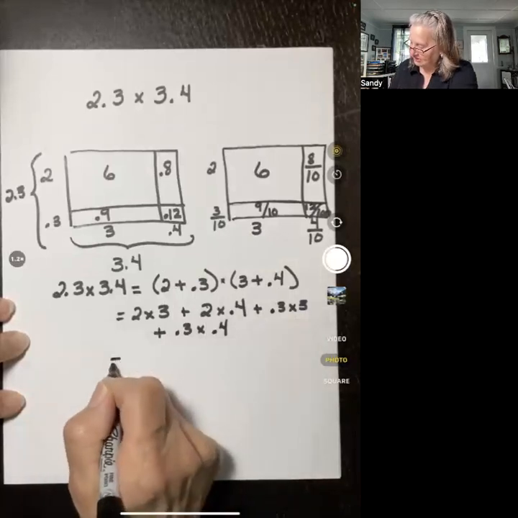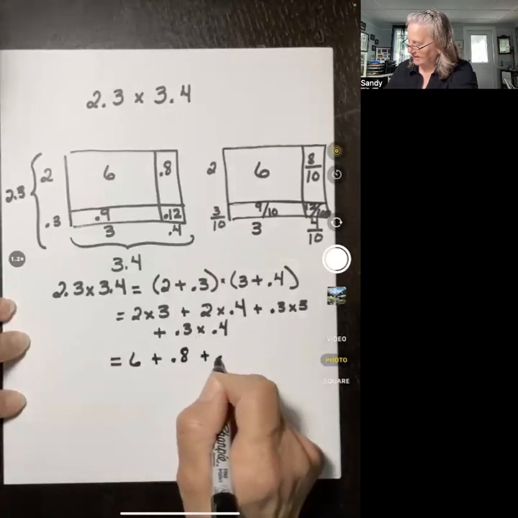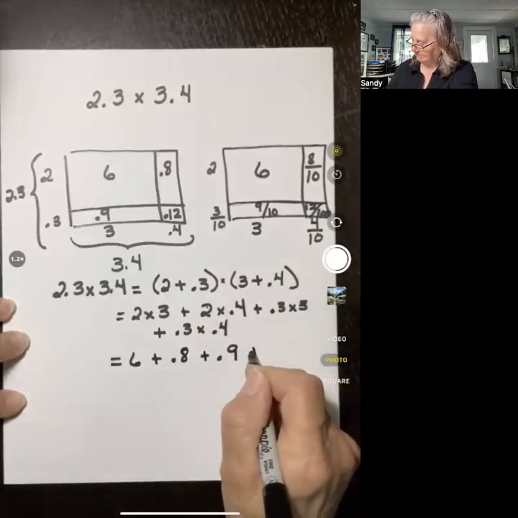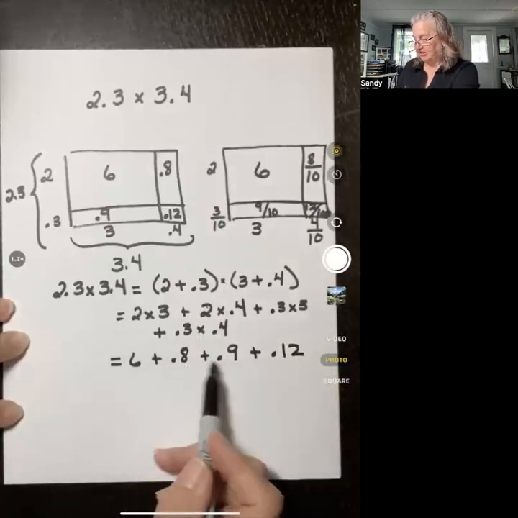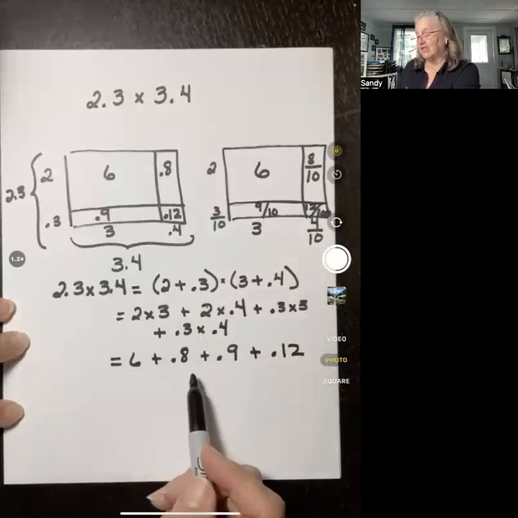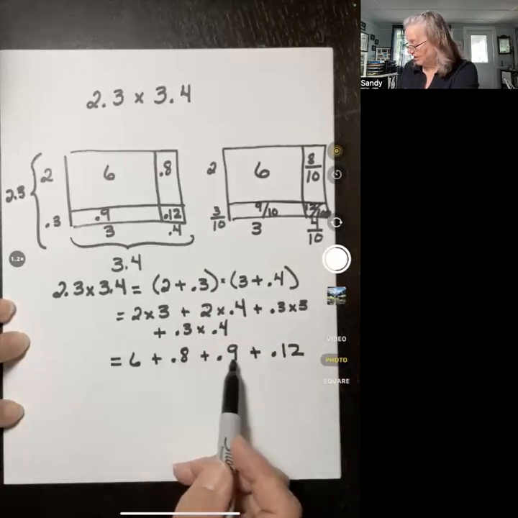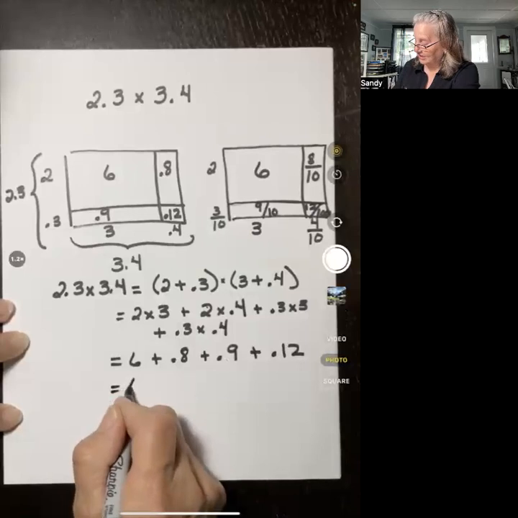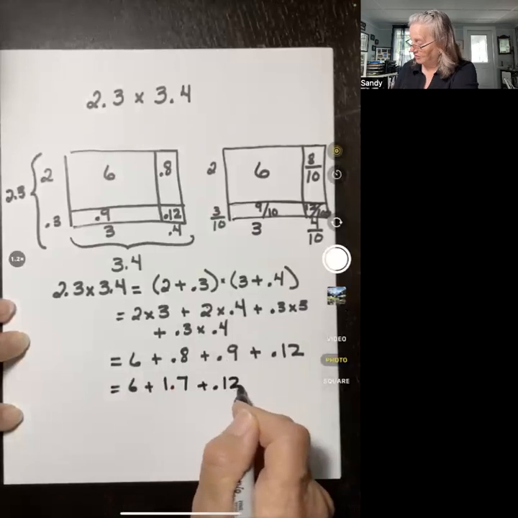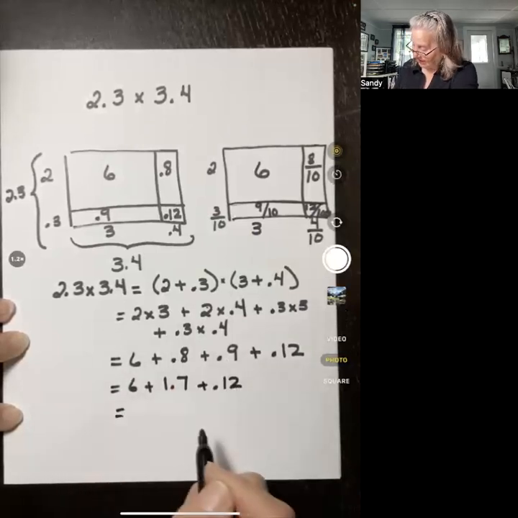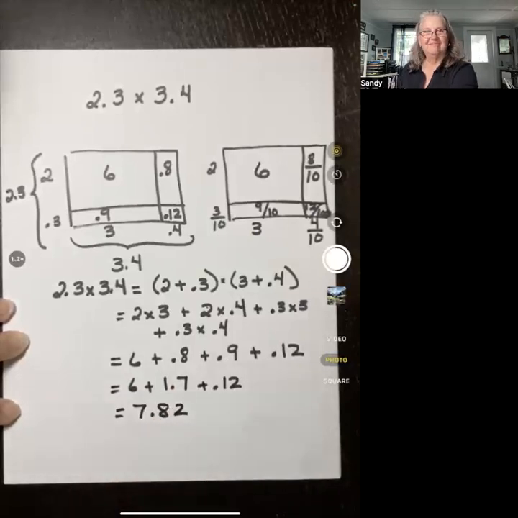And then notice my values. I've got 6, 8/10, 9/10, 12 hundredths. Now remember, I can use the associative property. I've shown that before with the decimal addition, thinking of this as 7/10 and giving 1/10 over here. So I've got 6 plus 1 and 7/10 plus the 12 hundredths. So if I add it all together, I've got 7 and 82 hundredths. Okay.